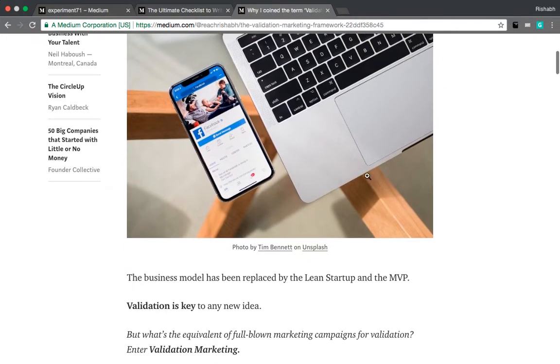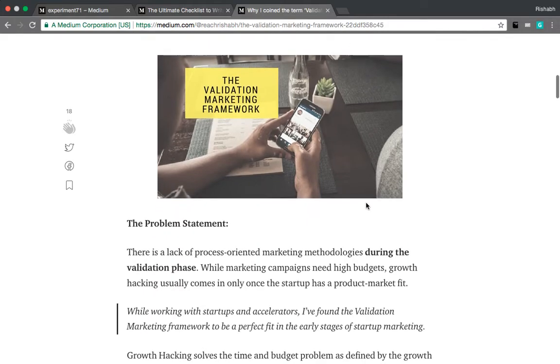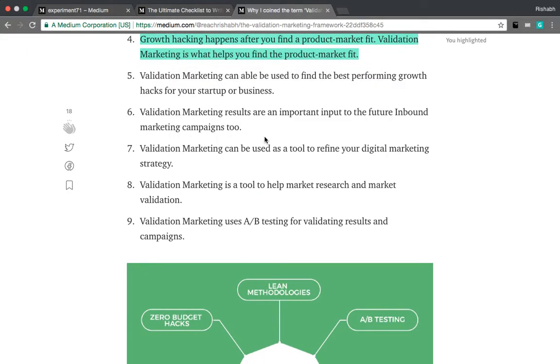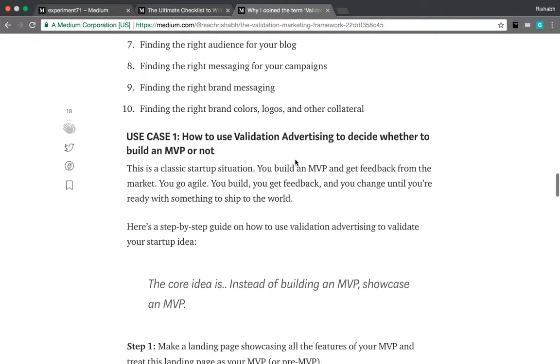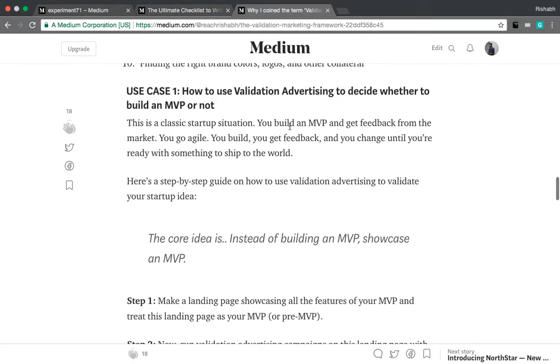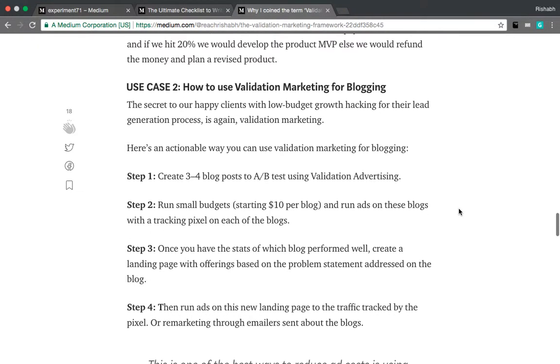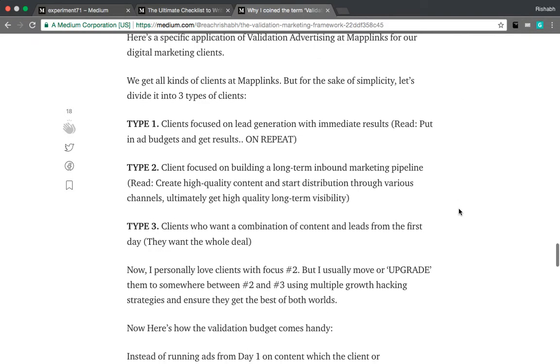We have a good headline, we have the tagline, we have the cover photo, we have good formatting, we have quotes, headings. This is a self-highlight, so this is another thing you can do as part of good formatting. For instance, you build an MVP and get feedback from the market. You go agile, you get feedback and change until you're ready with something to ship to the world, is something that I would like to highlight. And then I call this self-highlight because I'm the author of the article, but anyone who comes to the article can also see this highlight. So it's a good way to increase the readability of the article and also the engagement rates of people who have now reached your article.